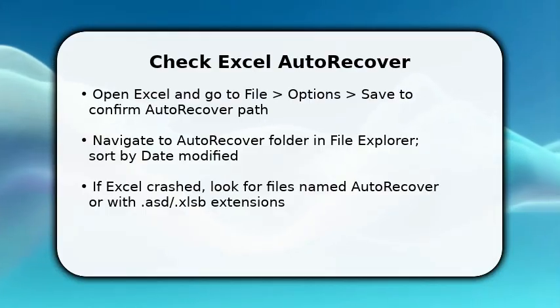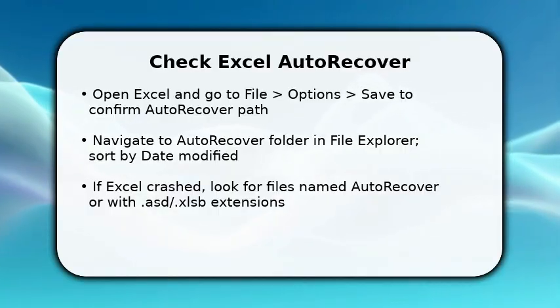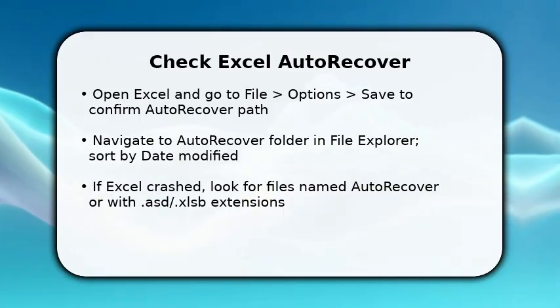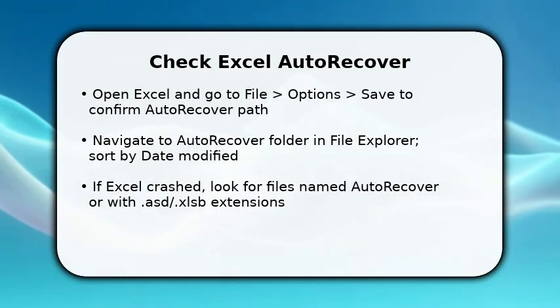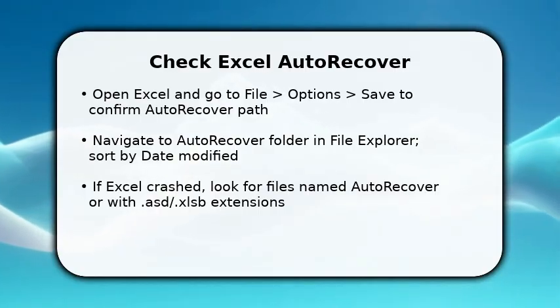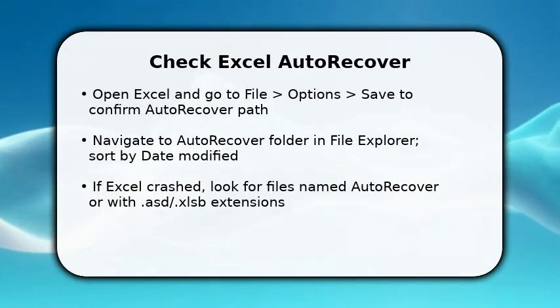You start by verifying Auto Recover is active and locating its folder so you can retrieve interim saves. Open Excel, go to File then Options, Save. Note the Auto Recover file location and autosave interval. Once done, open File Explorer and paste that path. Sort files by date modified to surface recent items.